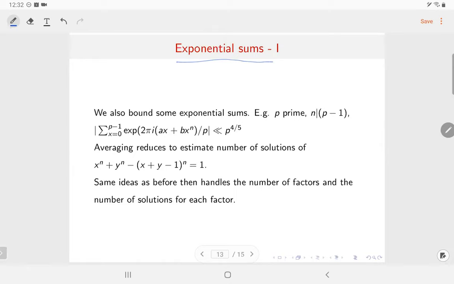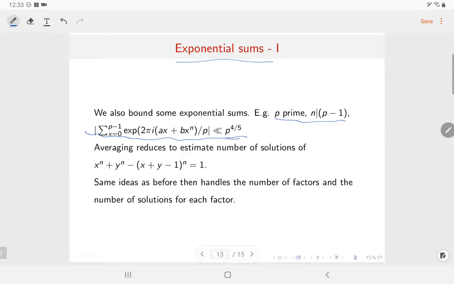So what's the statement of the result? We have a prime p and an integer n that will divide the prime. And we look at exponential sums like this: e to the 2 pi i (ax plus bx to the n) over p, where x varies in the integers mod p. And we can prove that this is at most a constant times p to the 4/5. This is a type of question that has been looked at a lot in the past. Members of the Russian school of analytic number theory looked at this kind of bounds, and we've managed to get an improved bound on this kind of exponential sums.